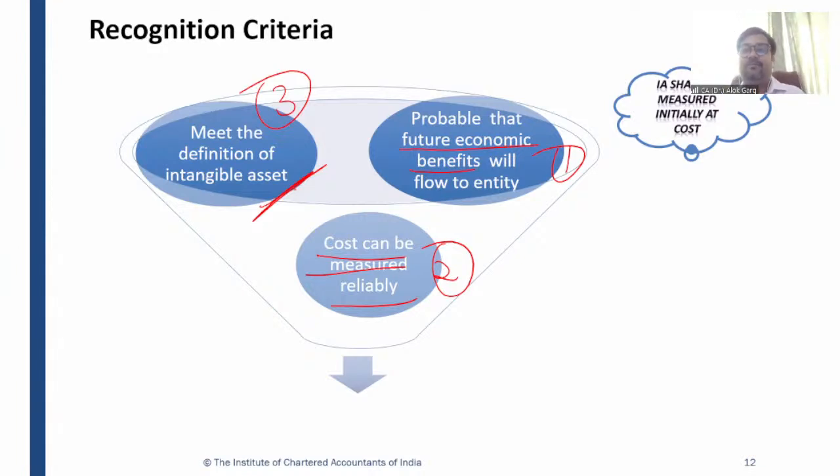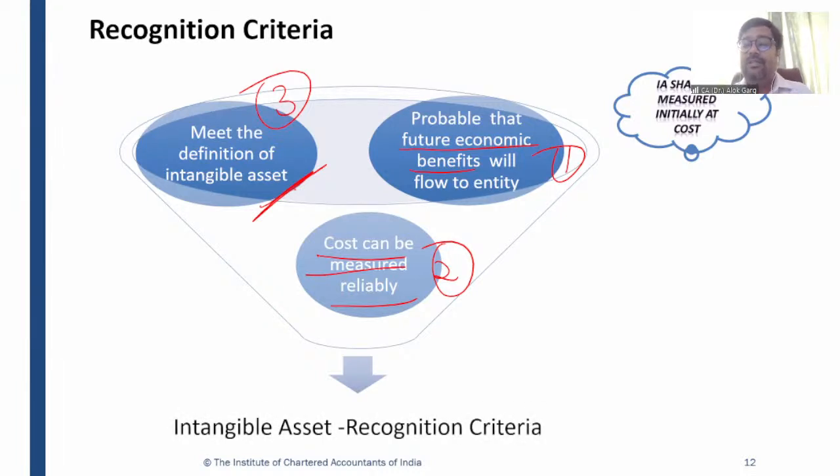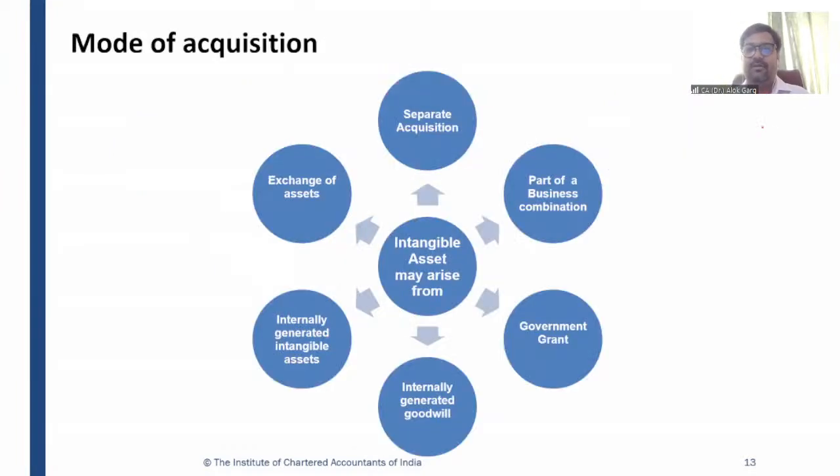But what is the third part? Without having physical substance. So when the standard captured meeting the definition of intangible asset, what does it mean? It means that the item to be recognized as an intangible asset should be without physical substance, and it should meet two criteria: economic benefit should be probable and cost should be measured reliably, right? And an intangible asset should be initially measured at cost, right?